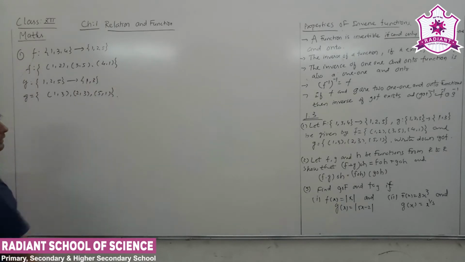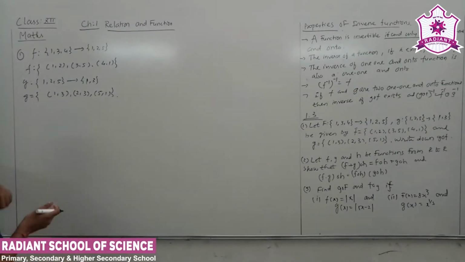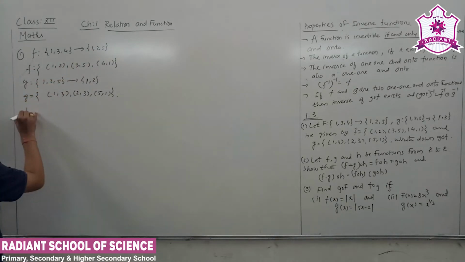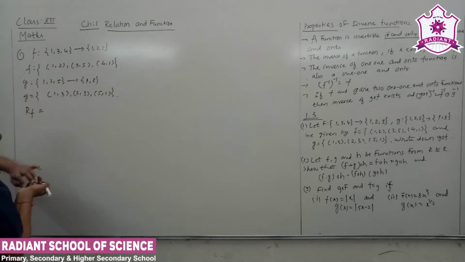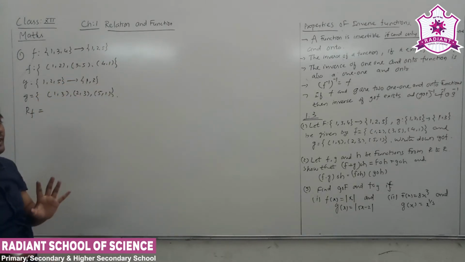ओके? तो सबसे पहले तो डिसाइड करना पड़ेगा, राइट, डाउन द g of f exists or not। ओके, तो यहाँ पे देखो रेंज ऑफ फंक्शन f, मैं यहाँ पे लिखता हूँ रेंज ऑफ फंक्शन f क्या है 1, 2, 5 इज इक्वल टू द डोमेन ऑफ g, DG होना चाहिए, राइट?